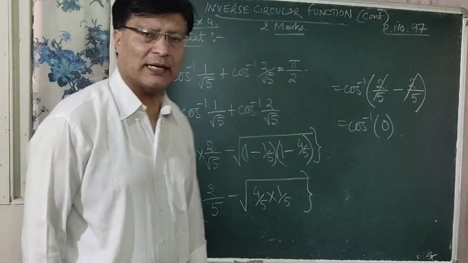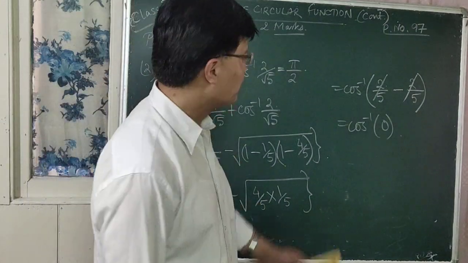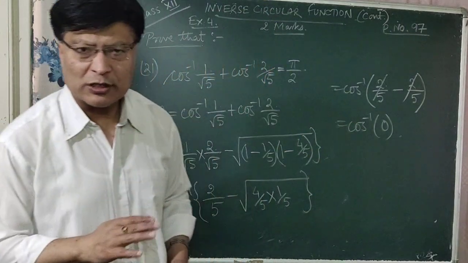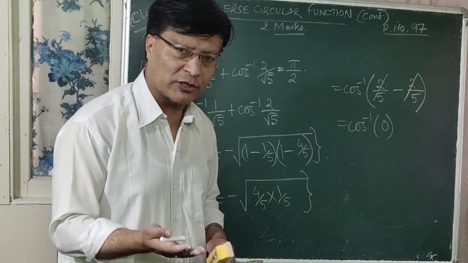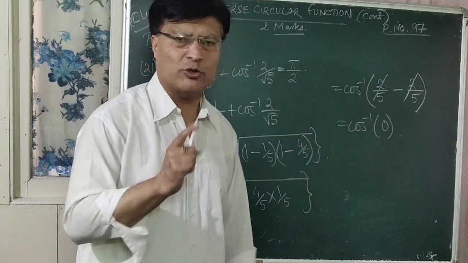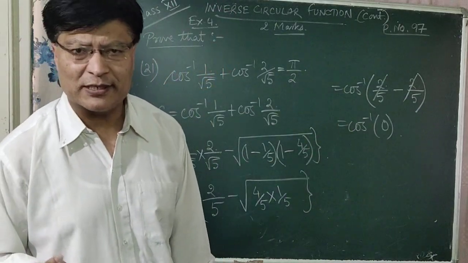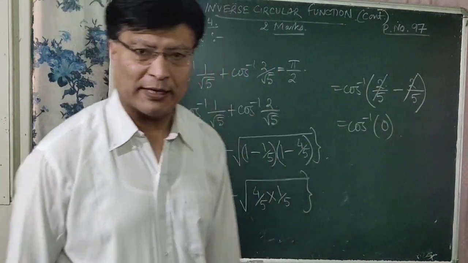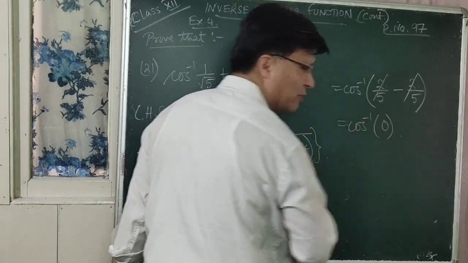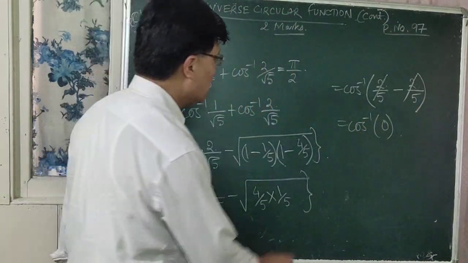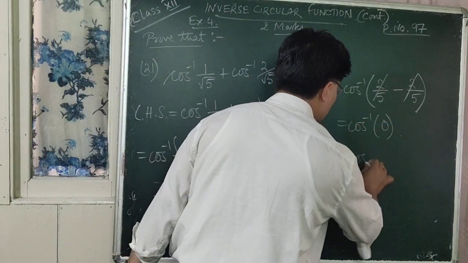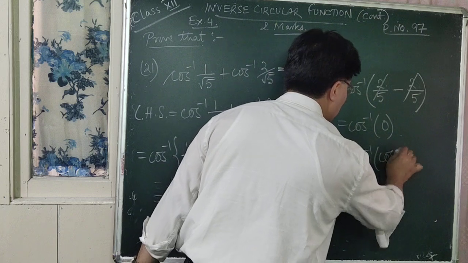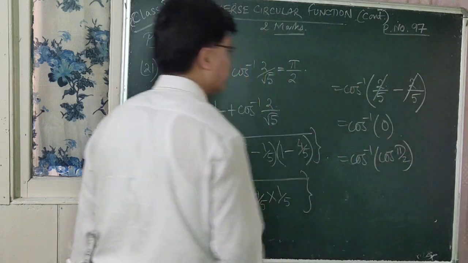Principal value means least value of cos inverse 0. You know how to find it. We did it in the last online class, isn't it? So if there is cos inverse, you should write cos. Cos of which angle is 0? It should be in the form cos inverse cos x, isn't it? So cos of which angle is 0? Cos pi by 2, right? Cos pi by 2 is 0, isn't it? You know that.